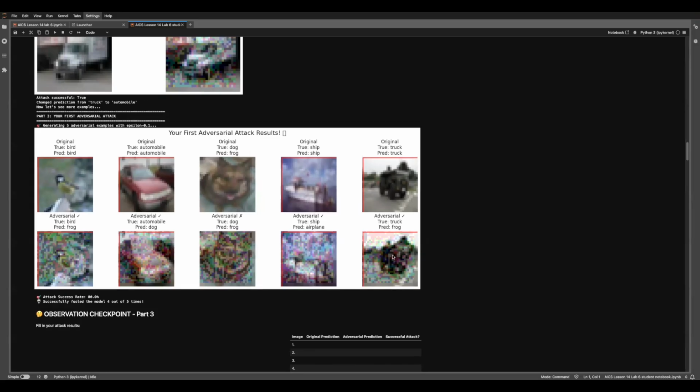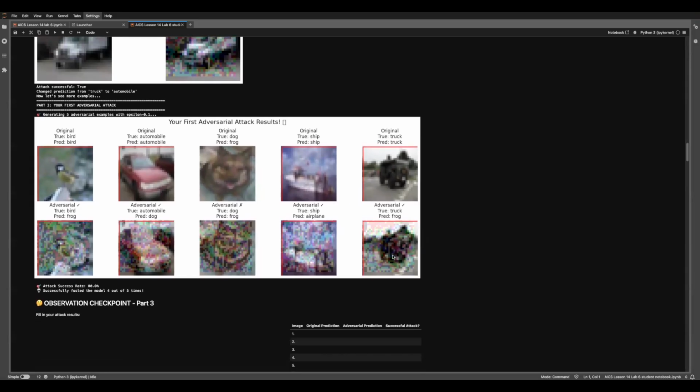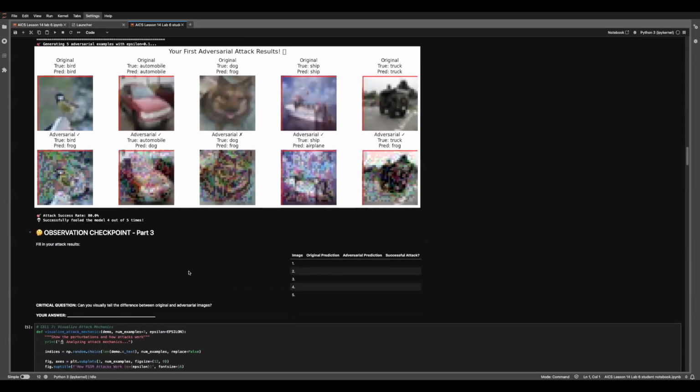And I guess I could see how you can get from truck to frog. So the attack rate is 80%, and that's pretty startling, right? To go from a model that was 76% accurate to have it be now way less accurate. And we fooled them 4 out of 5 times. So you can fill this out yourself if you run it.